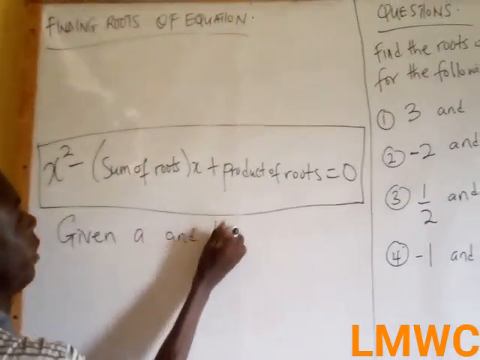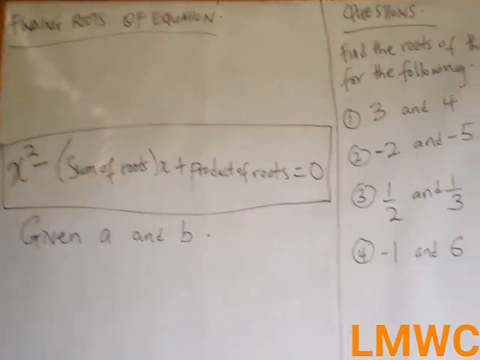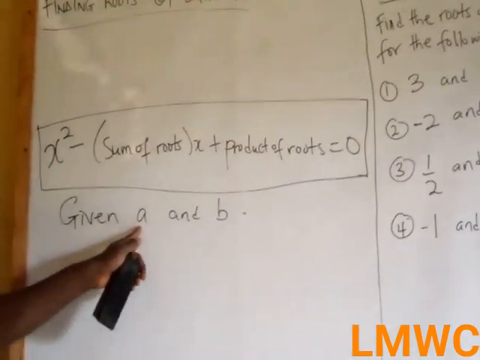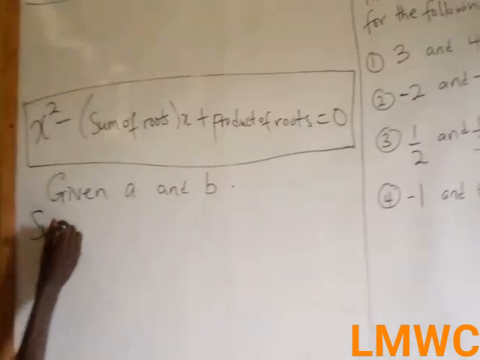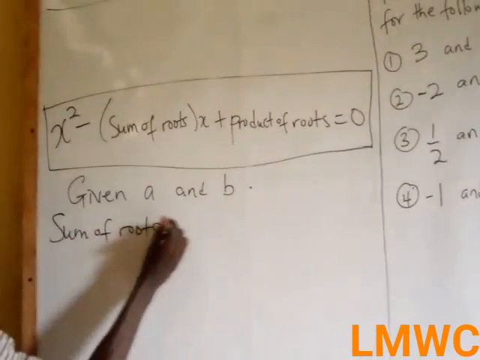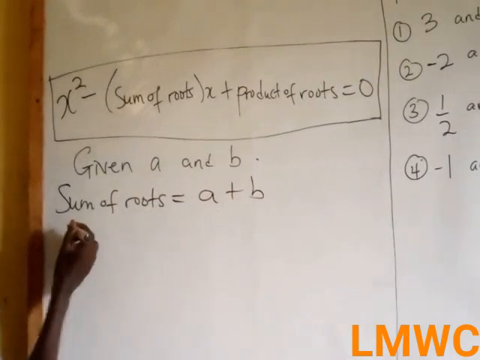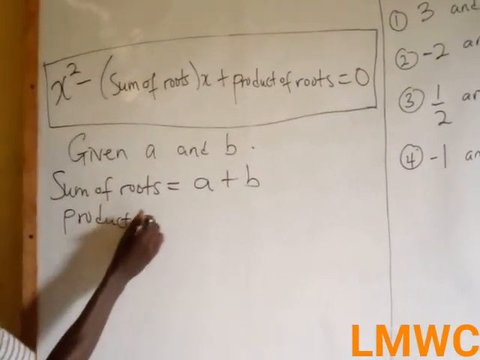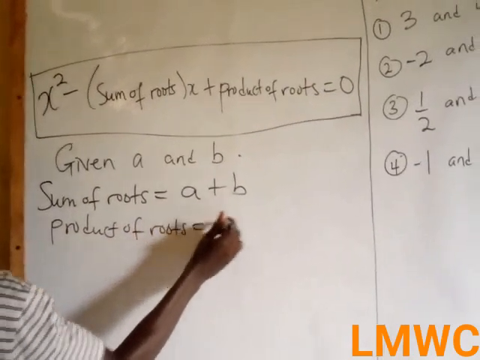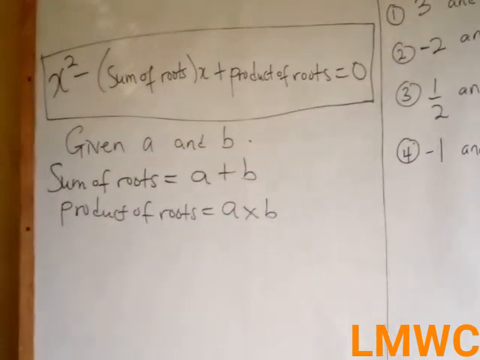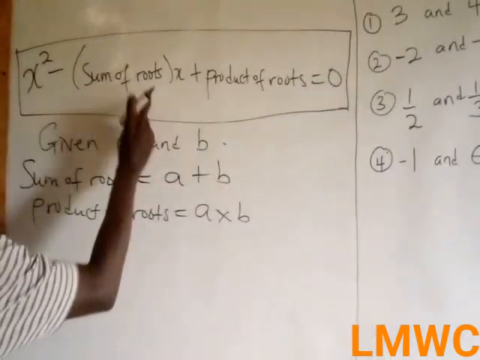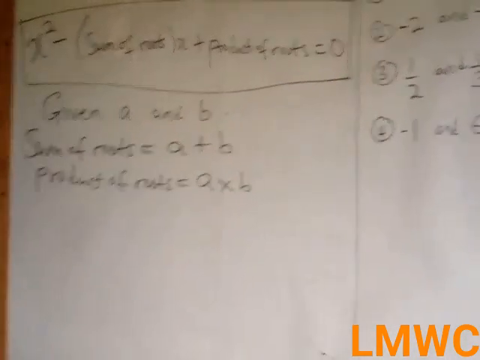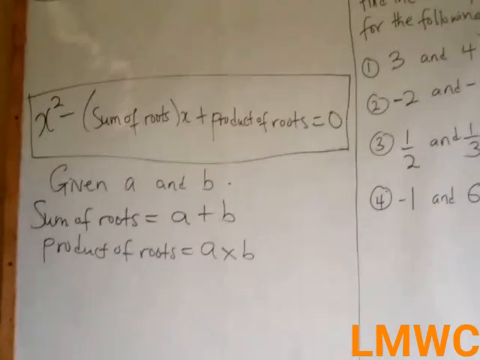So given A and B, if you are asked to find the roots of equation for these numbers, this means you add them up. So the sum of roots becomes A plus B, and the product of roots becomes A times B. That's how we do it. So you add them up, you find the product too, and you substitute it into the formula. That's how you solve it.